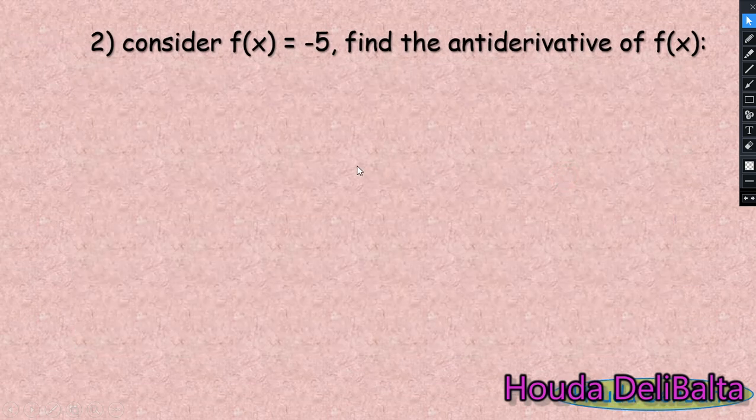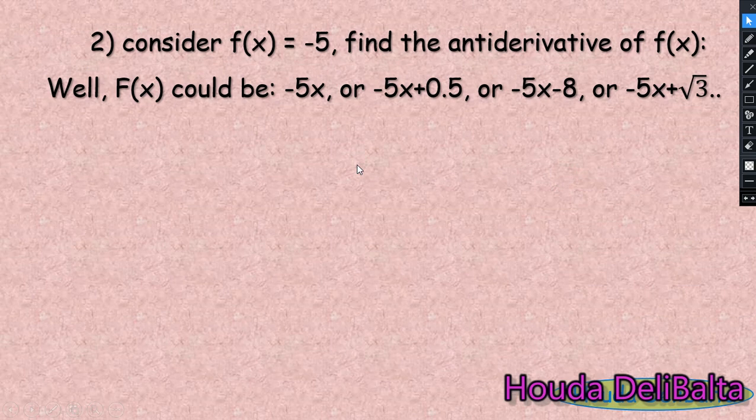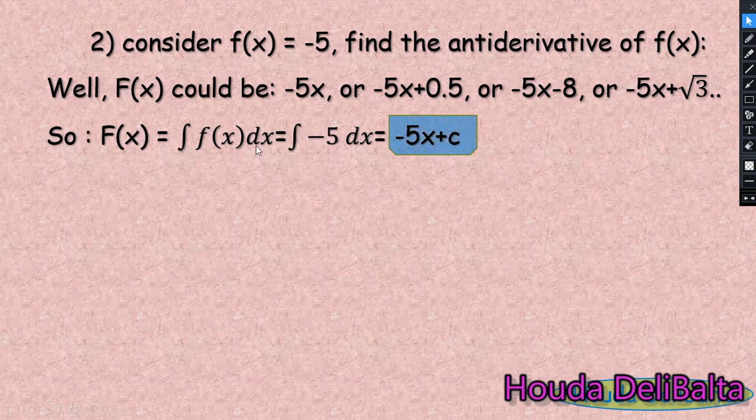Here is another example. Consider f of x equals, again, a constant, minus 5. Then I have to find the antiderivative of small f of x, which is capital F of x. It could be, again, minus 5x alone, or minus 5x plus 0.5, or minus 5x minus 8, or minus 5x plus radical 3, and so on. There are so many possibilities. So again, I write it in this notation.